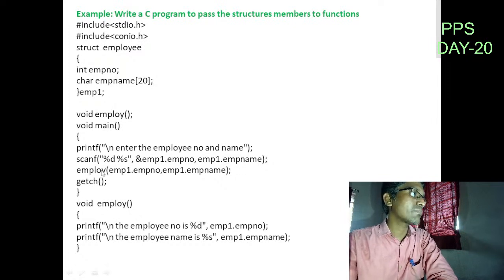And similarly I'm going to pass these structure members to my function employee. So employee, followed by emp1 dot emp number comma emp1 dot emp name. And similarly I'm going to define this function outside of my main method. So that is void employee. Then I'm going to display employee number and employee name.